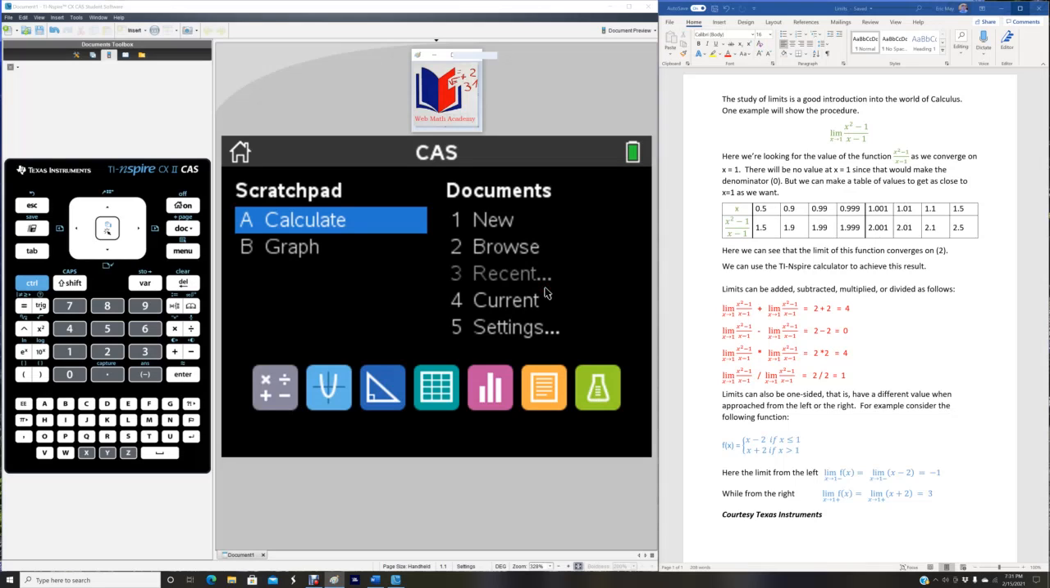Now, the study of limits is a good introduction into the world of calculus. And one example will show the procedure for you.